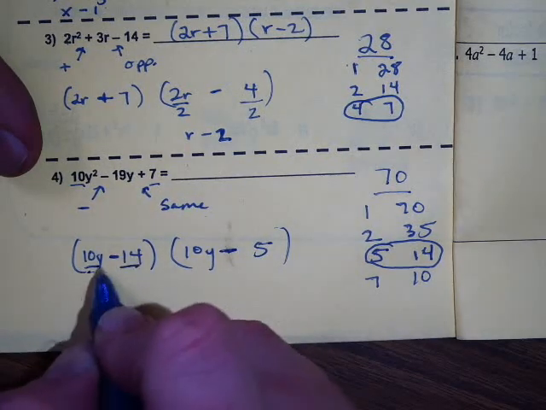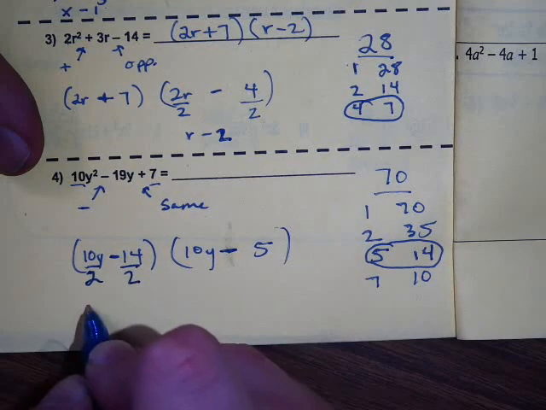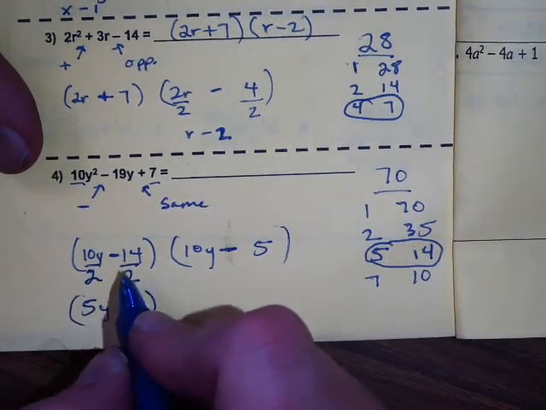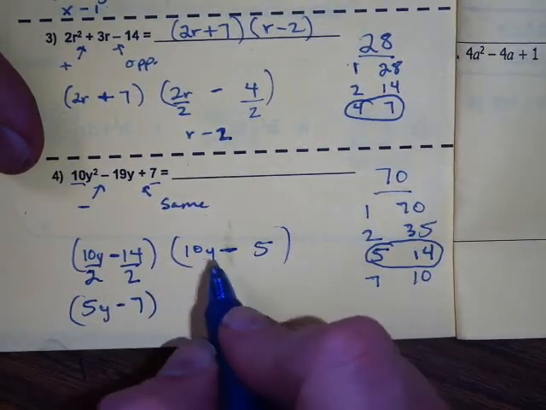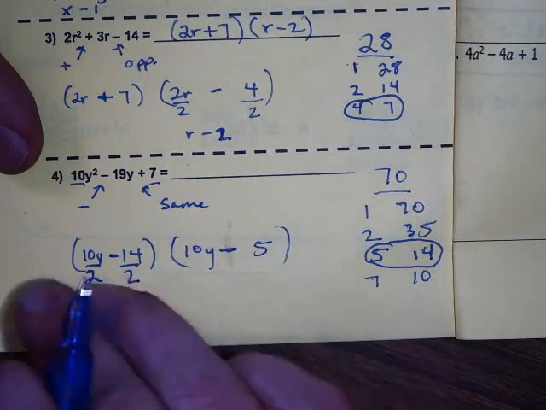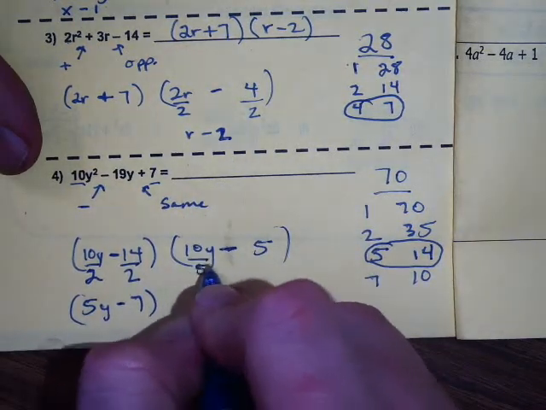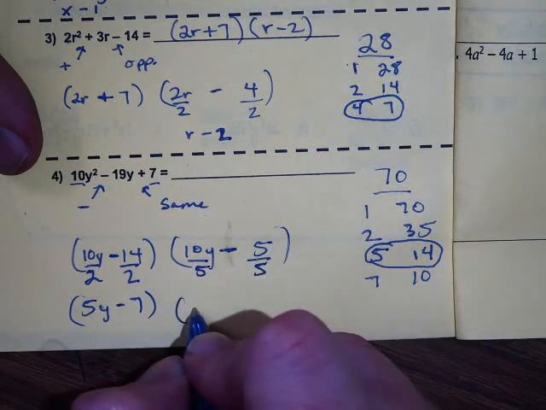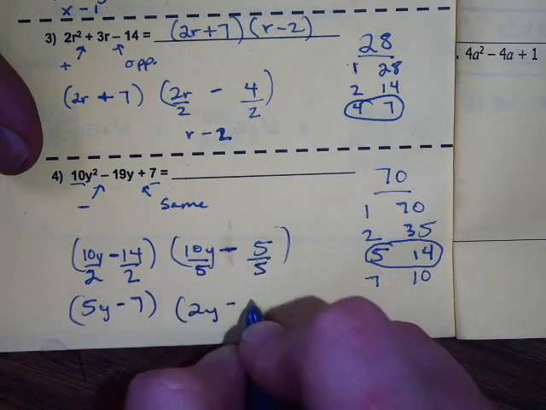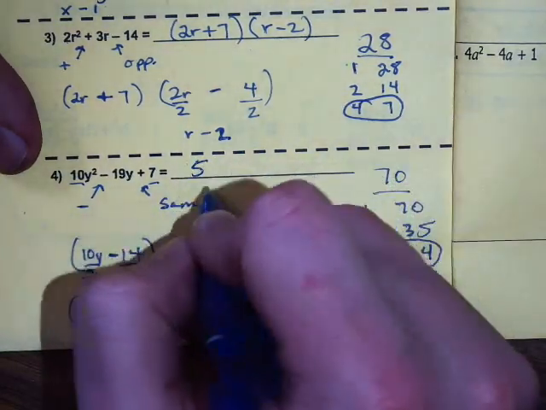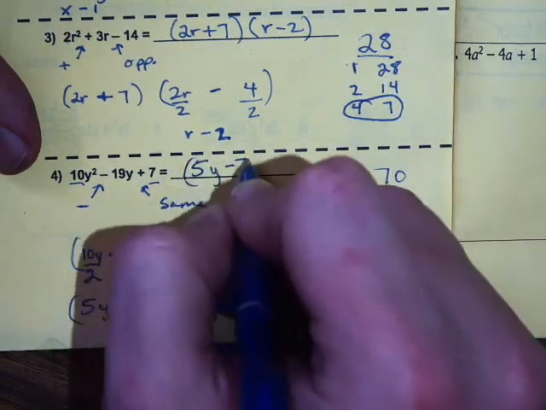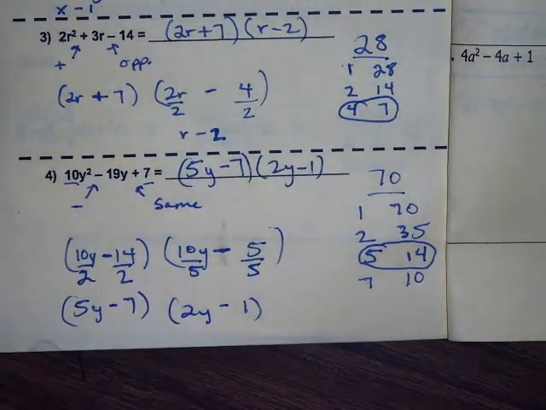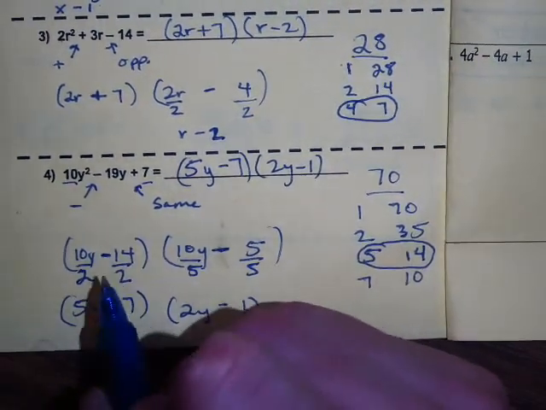This one has a number they share. It's kind of hard, but it's going to be a 2. That's going to reduce down to 5y minus 7. 2 goes into 14 and 10. This number here, I can divide out this one as well. So I'm actually reducing both of these this time. But this time I'm going to take out 5, because 5 can go into both of those. And that would leave me with 10 divided by 5 is 2y. And then 5 divided by 5 is 1. Which leaves your answer 5y minus 7 times 2y minus 1.